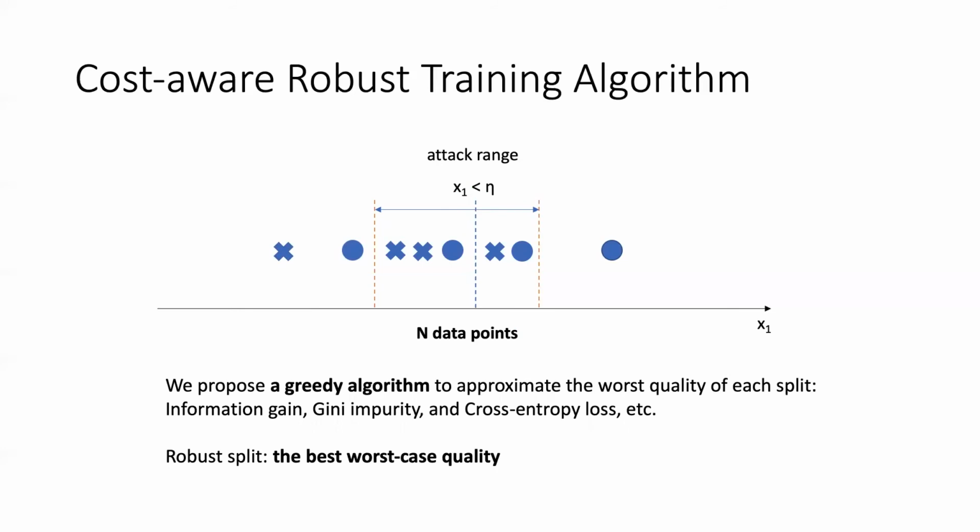To solve this problem, we propose a greedy algorithm to compute the approximate worst quality of each split. Our algorithm works for different metrics used to evaluate the split quality, including information gain, Gini impurity, and cross-entropy loss. Then we pick the split which has the best worst-case quality to be the robust split.